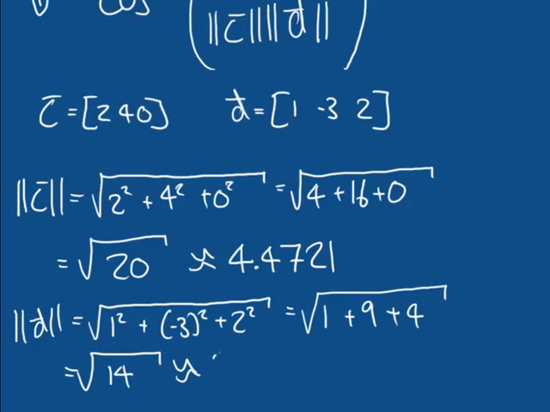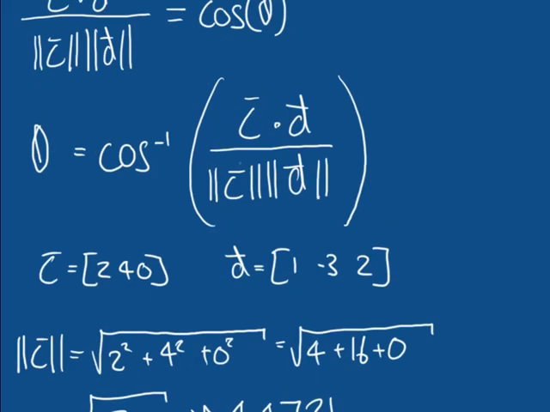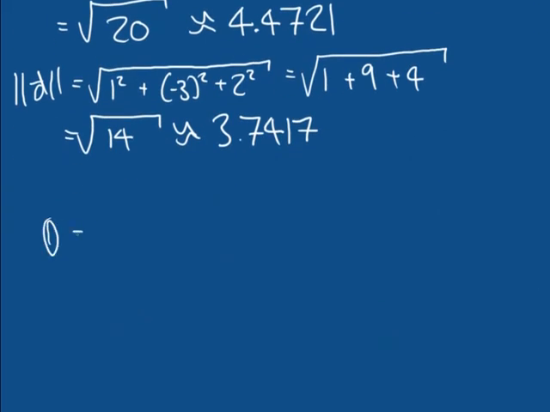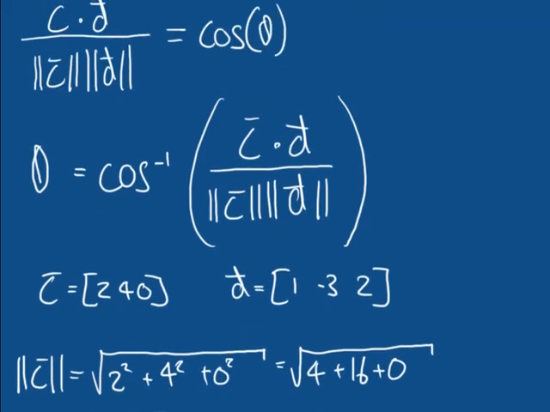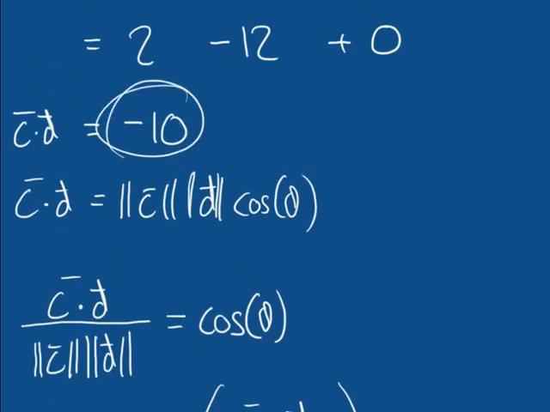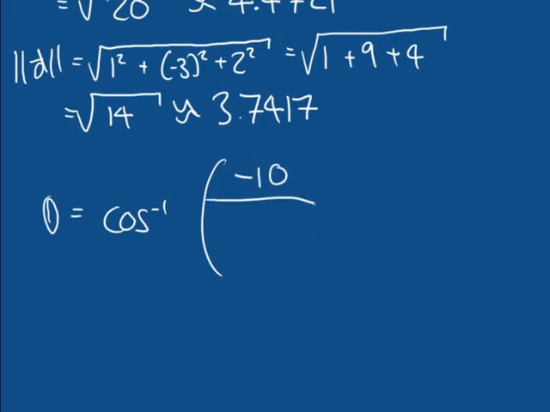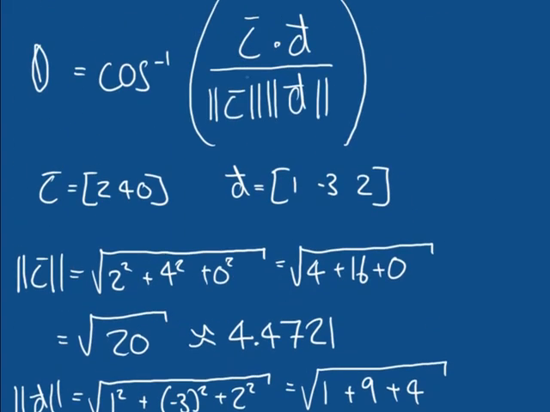So that's approximately equal to 3.7417. Fantastic. So now we know the length of C, we know the length of D, and we know the dot product of C dot D. So we can say that theta is equal to the inverse cosine of, well, we know that the dot product of C dot D, that was a negative 10. We calculated that using our component definition of the dot product. So that's equal to negative 10 divided by the length of C multiplied by the length of D.